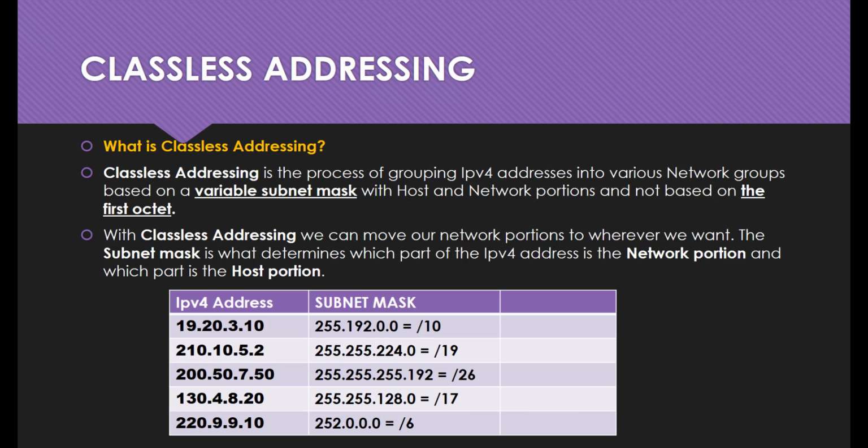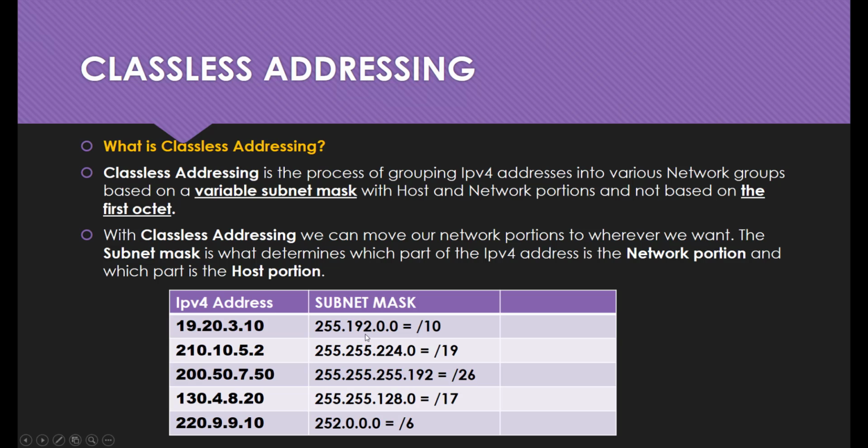So we can see that classless addressing is very different from classful addressing, because you have liberty to define exactly where you want your network portions. The network portions cross in between the octets. It's not statically assigned per octet. So in this example, we can see that we don't have just 255 and zeros, but we have 255 for the first octet and 192 for the second octet.